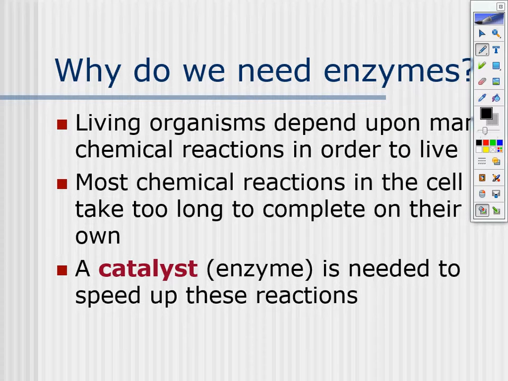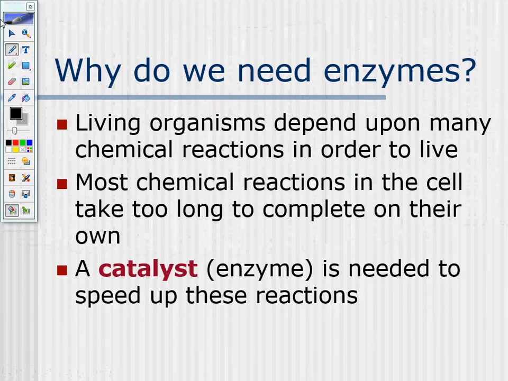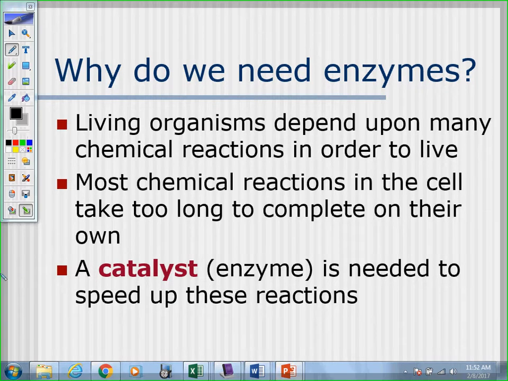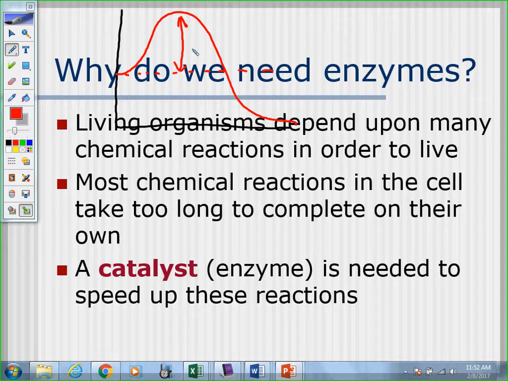Living organisms are going to depend on many of these chemical reactions in order to live. Let me move this over here. Most chemical reactions in a cell take too long to complete on their own. A catalyst is needed to speed up a chemical reaction. So again, I always like to draw this graph one more time. Here is my normal chemical reaction. If I am going to put a line here where this starts, I know it doesn't really work well. This is my activation energy. This is my normal reaction, that we represent as EA, activation energy.